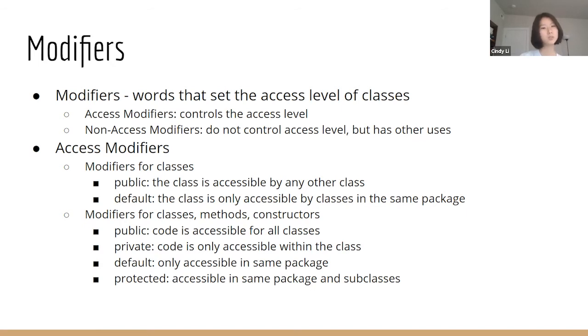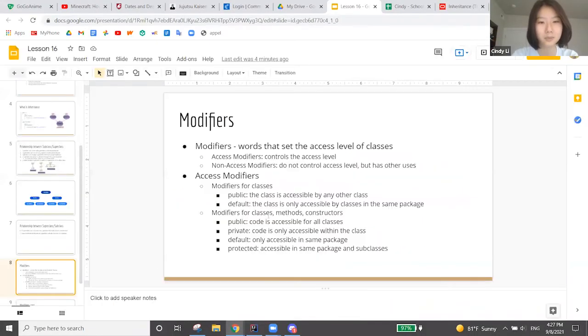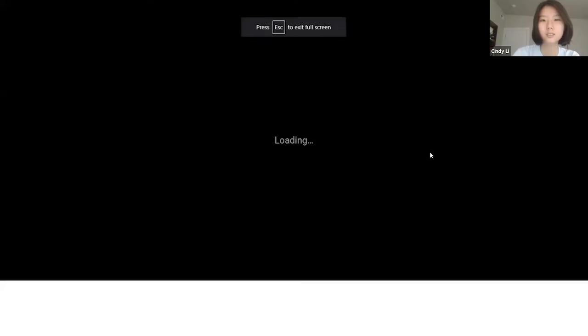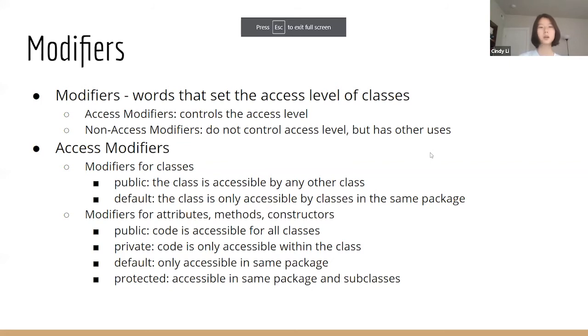There are 2 types of access modifiers: the modifiers for classes and the modifiers for, what did I say? Classes. It's supposed to be attributes. Sorry, typo. So modifiers for classes, we will only be using public and default. Public means the class is accessible by any other class, and default means that a class is only accessible by classes in the same package.